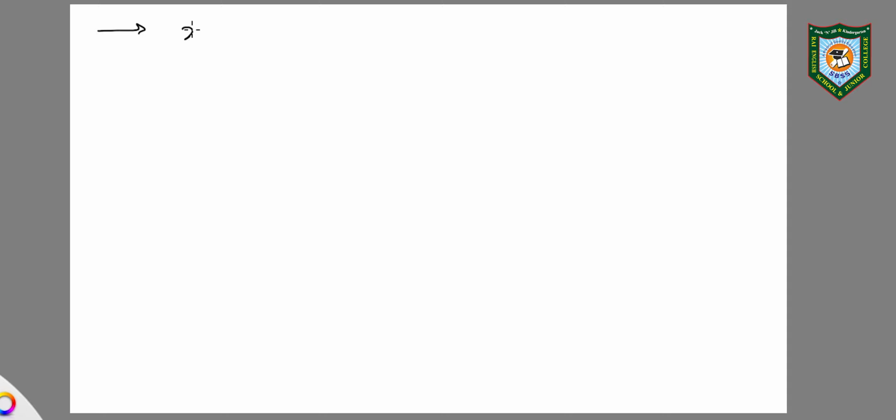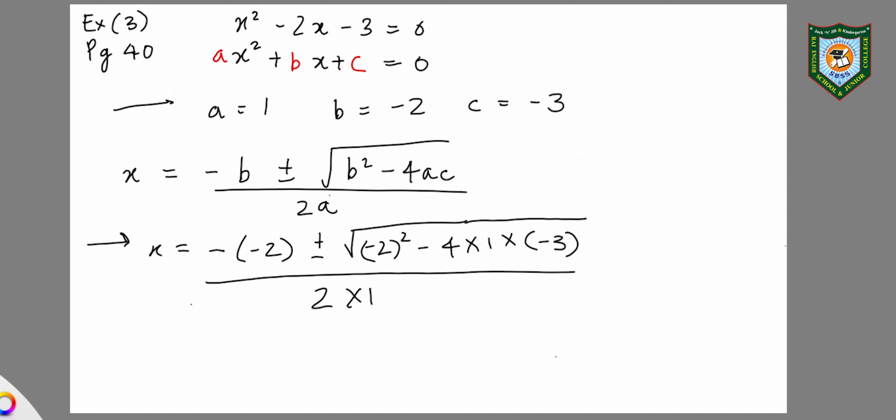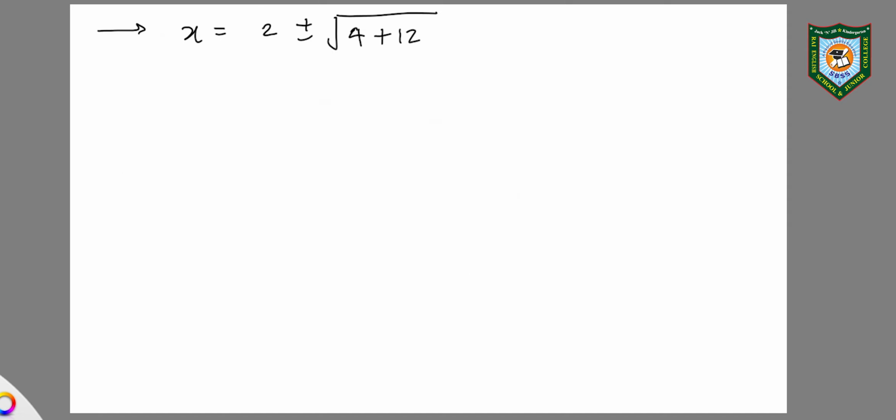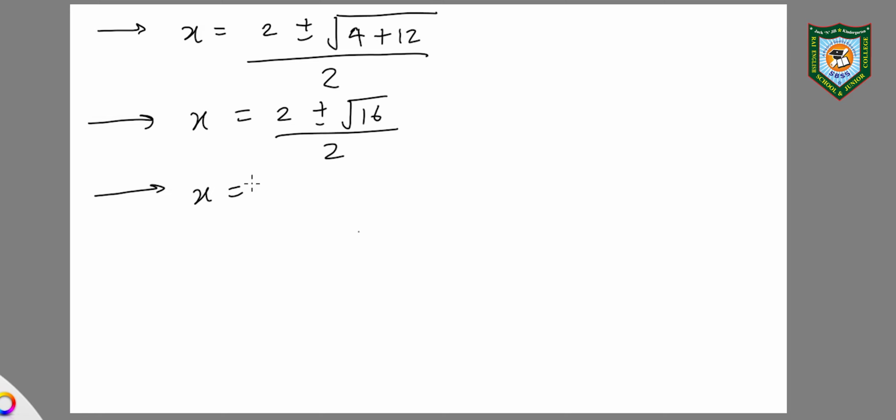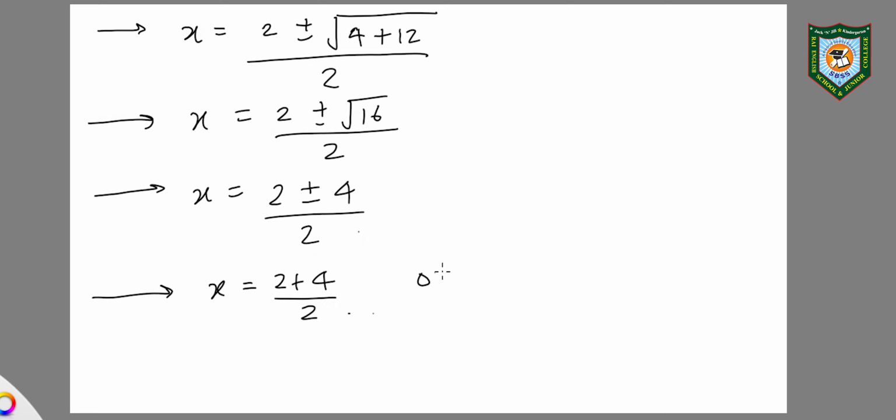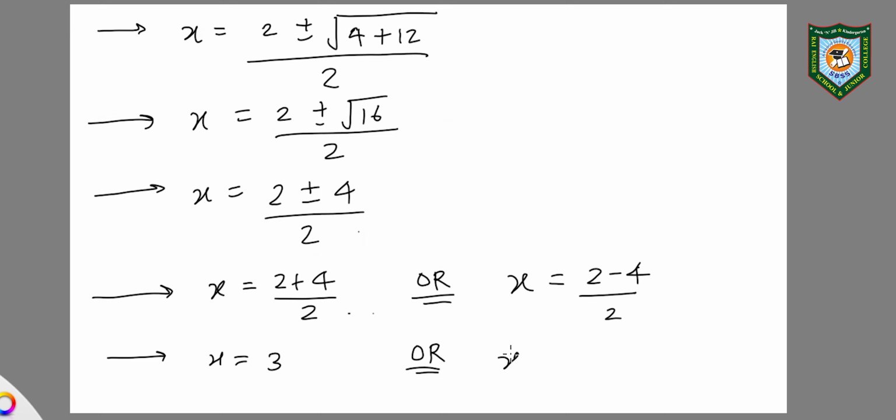So therefore, I have x is equal to 2 plus minus under root 4. Now here we have minus 4 into minus 3, which becomes plus 12. So here I have 4 plus 12 divided by 2 again. So this implies x is equal to 2 plus minus under root 16 divided by 2, and under root 16 is equal to 4. So here I have 2 plus minus 4 divided by 2, which implies x is equal to 2 plus 4 divided by 2, or x is equal to 2 minus 4 divided by 2, which gives me the solutions as x is equal to 3 or x is equal to minus 1.